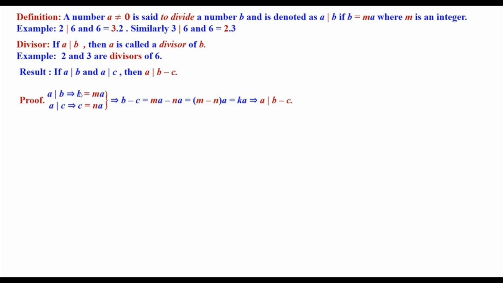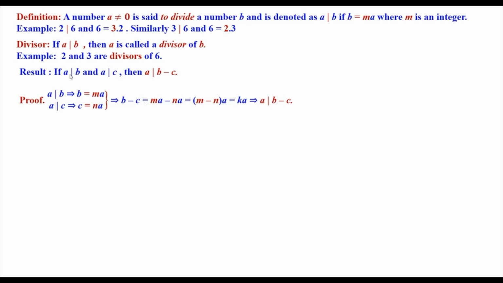Now we have this result which will be used later. If a divides b and a divides c, then a divides b minus c. A divides b and the same a divides c, another number. Then this a will divide the difference of these two. In fact, we have both the sum and the difference, but later we need this part, so we are writing that.